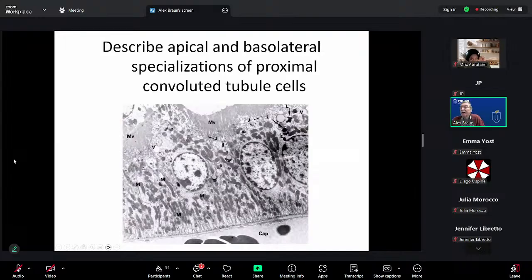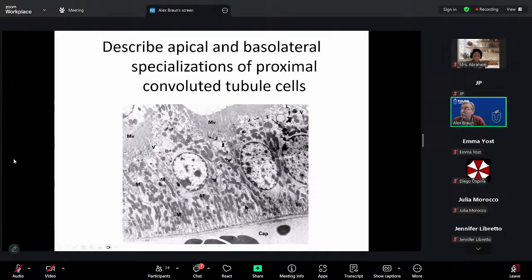Here we see an electron micrograph of a proximal convoluted tubule cell that has certain specializations characteristic of proximal convoluted tubules. There is a brush border. MV stands for microvilli, so there are myriads of microvilli, so many of them that it creates the sense of a brush border, which you see very nicely on electron microscopy, and you see also on a light microscopic specimen if you know what to look for.